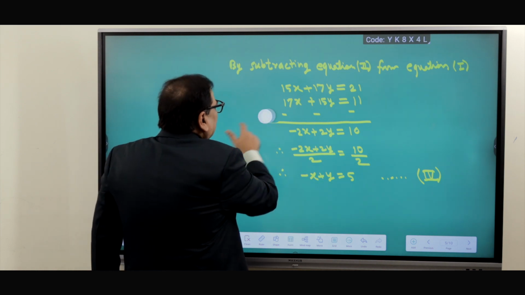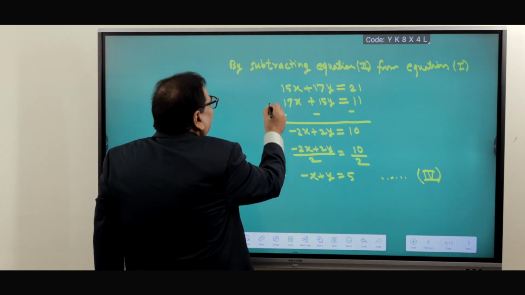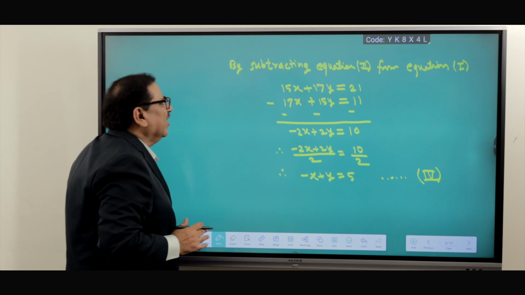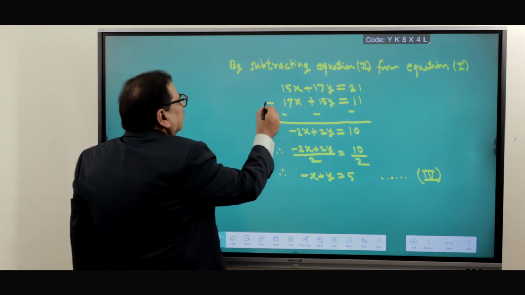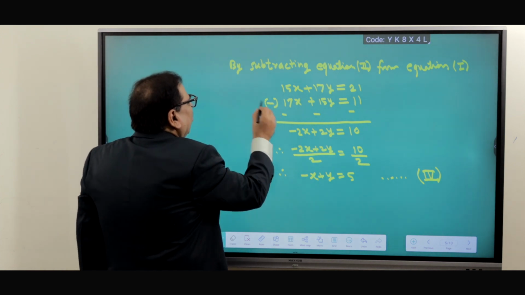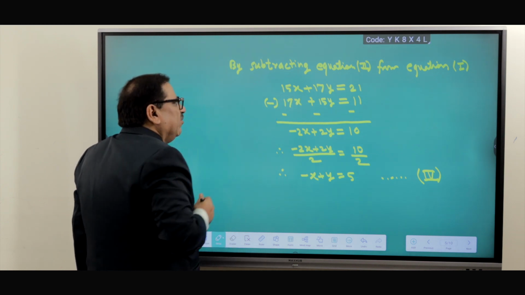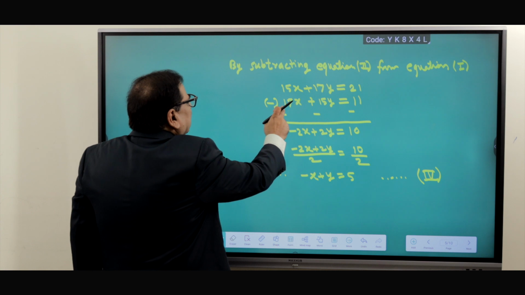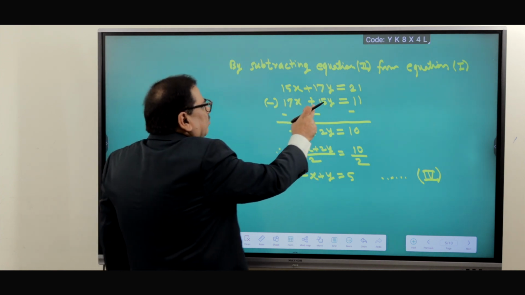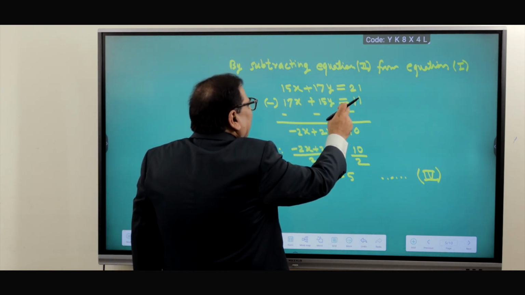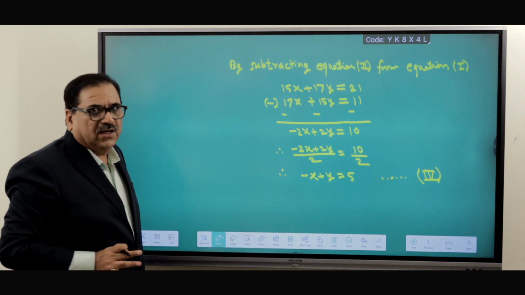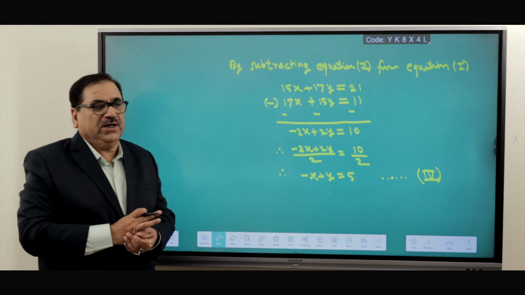Sometimes in books, this minus is written here. This is for all, this is not minus 17x. This is the first equation. The second equation we have to subtract. So 17 will become minus, this 15 will become minus, 11 will become minus. These notations you have to understand.